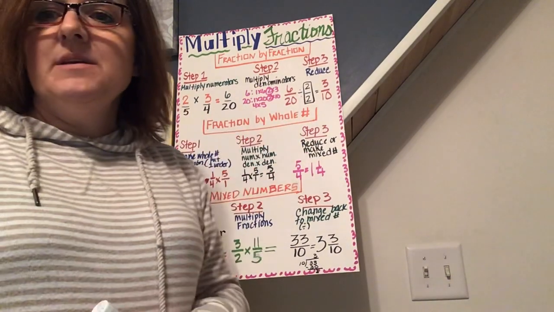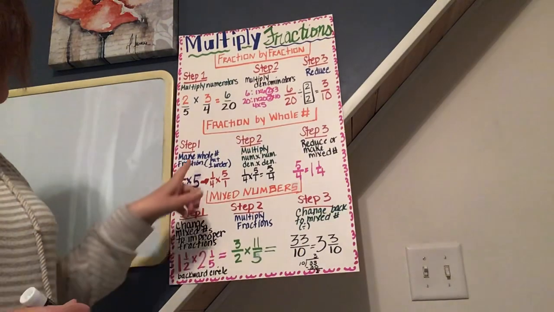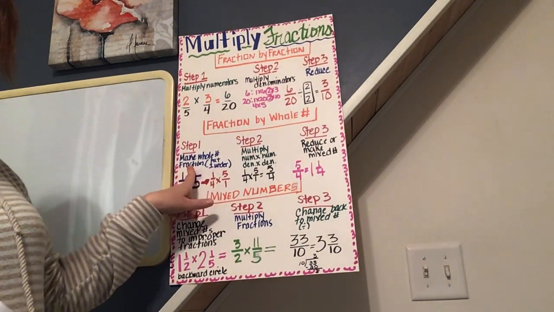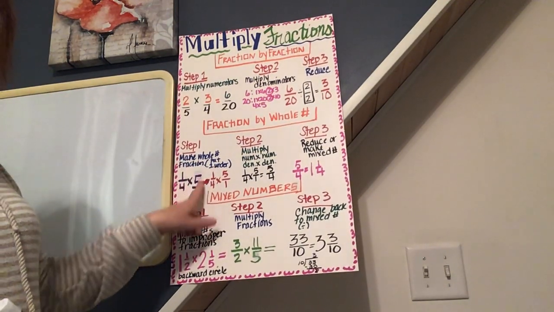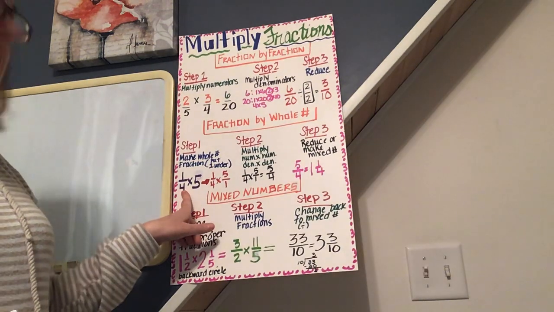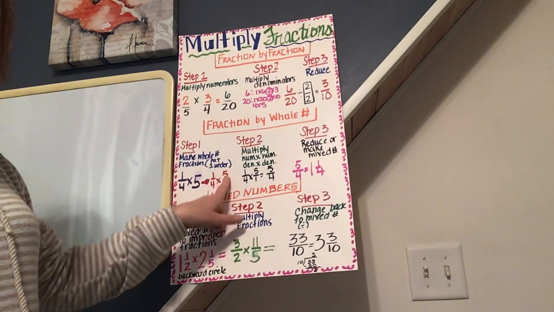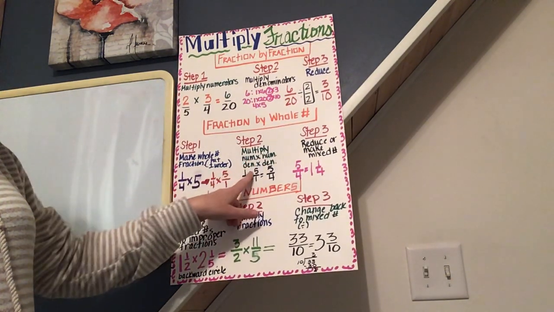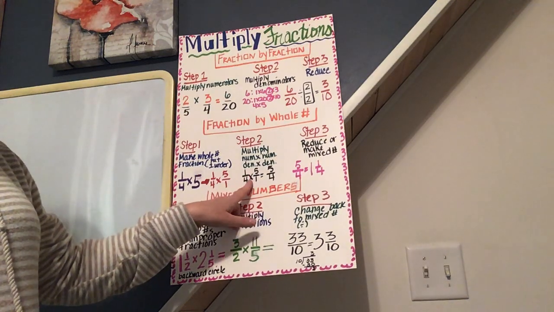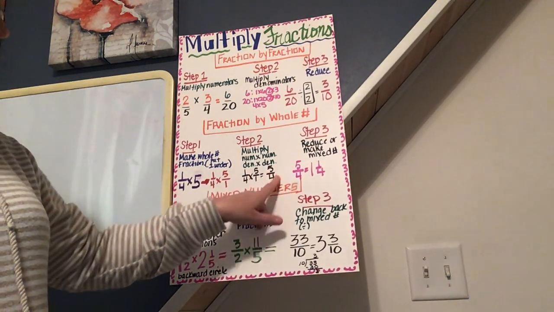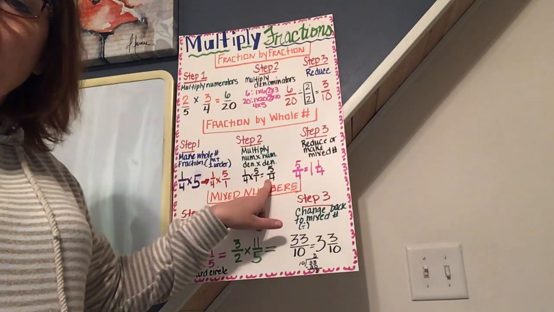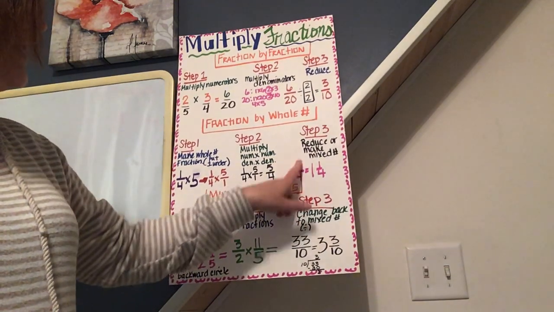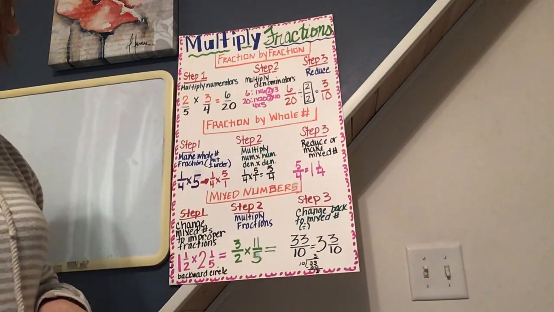The second type is fraction by whole number. Step 1, make the whole number a fraction by putting a 1 under it. You're going to get a problem like 1/4 times 5. Change that 5 to 5 over 1. Multiply your numerator times numerator, your denominator times denominator. You're going to get this ugly fraction, or improper. You're going to take that improper and make it a mixed number.